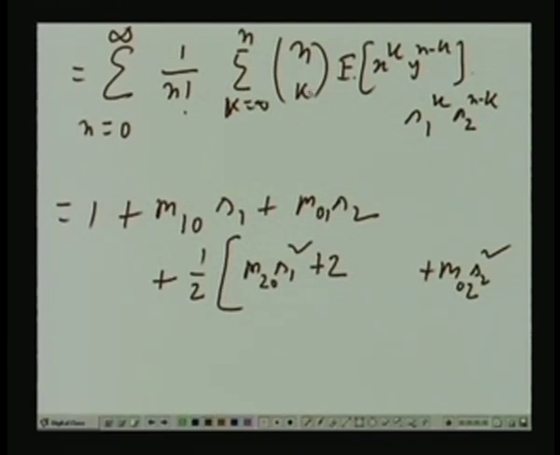when k is 1, obviously this 2 will become 2, whereas factorial 2 divided by factorial into factorial 1. So, twice e and now x to the power 1, y to the power 1, s 1 to the power 1, s 2 to the power 1. So, m 1 1, s 1, s 2, so on and so forth.